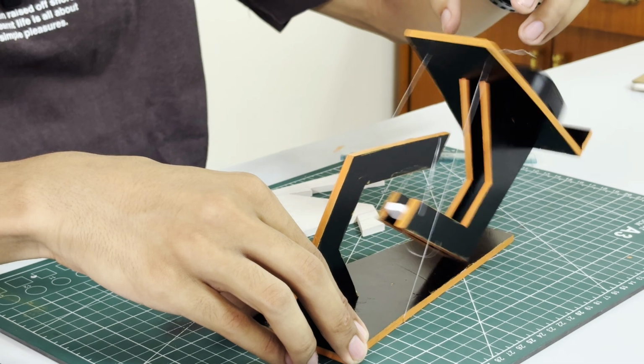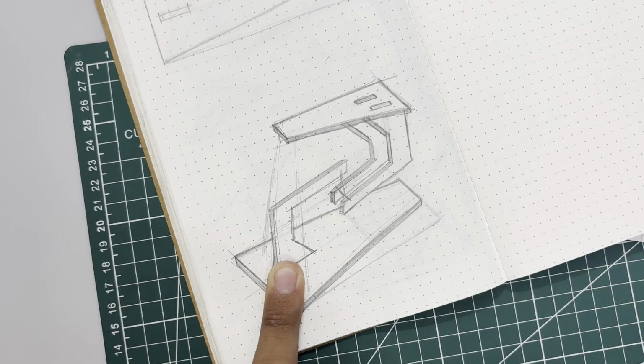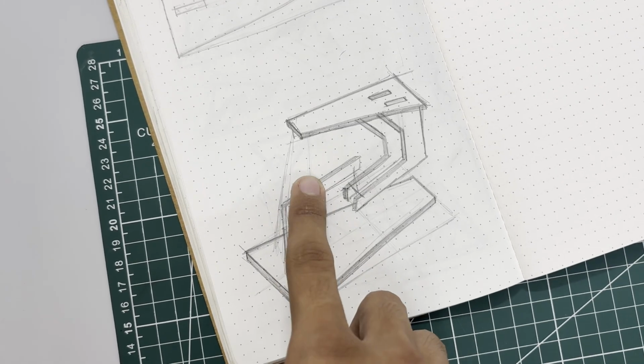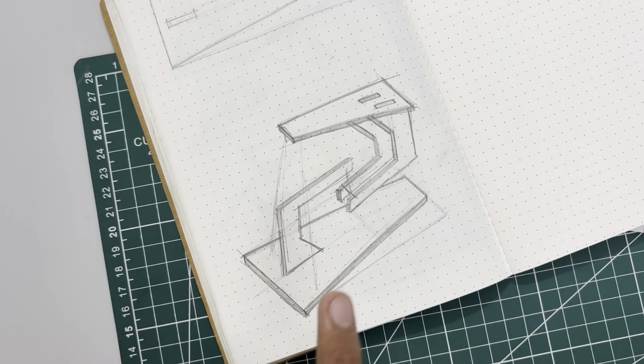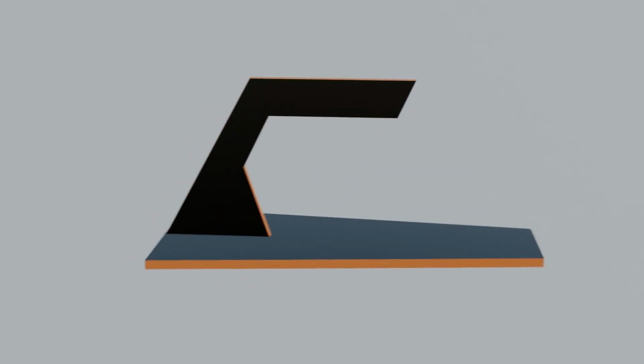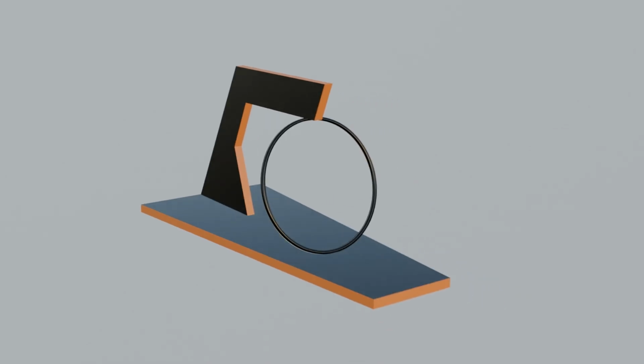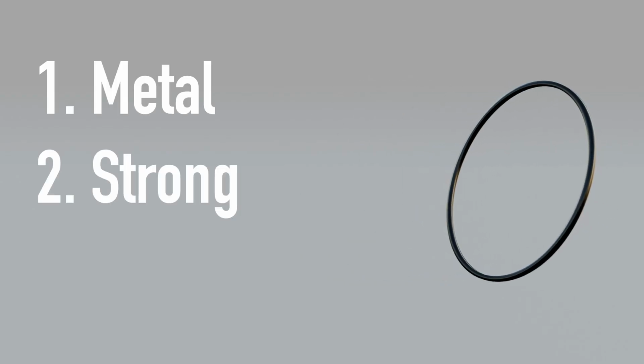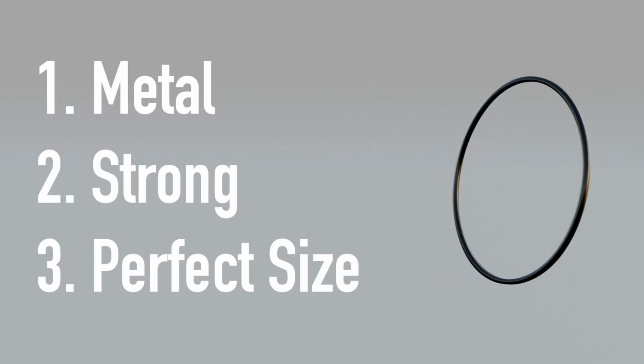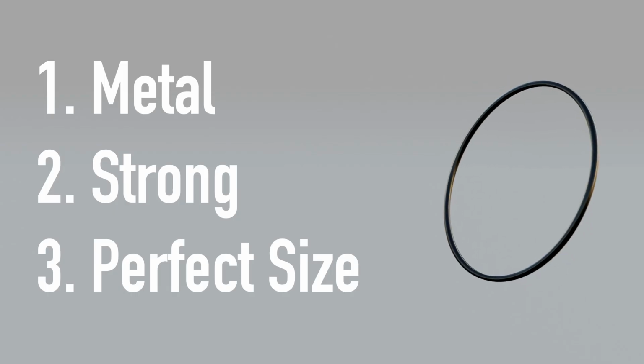I figured out that the main problem was the flexing sunboard, which I had anticipated before even starting the build and had already thought of a solution for it. The idea was simple: reinforce the bottom platform with a rigid ring that would support the structure while maintaining the illusion. The challenge was finding one. It had to be metal, strong enough to resist bending, and somewhere around 8 to 9 centimeters in diameter.